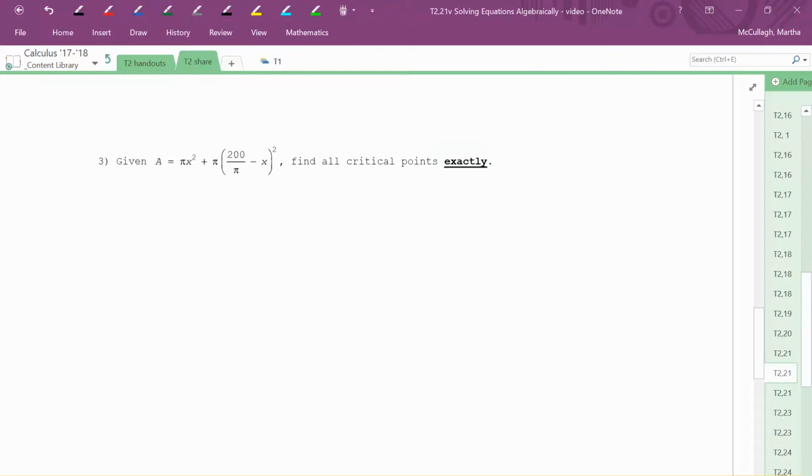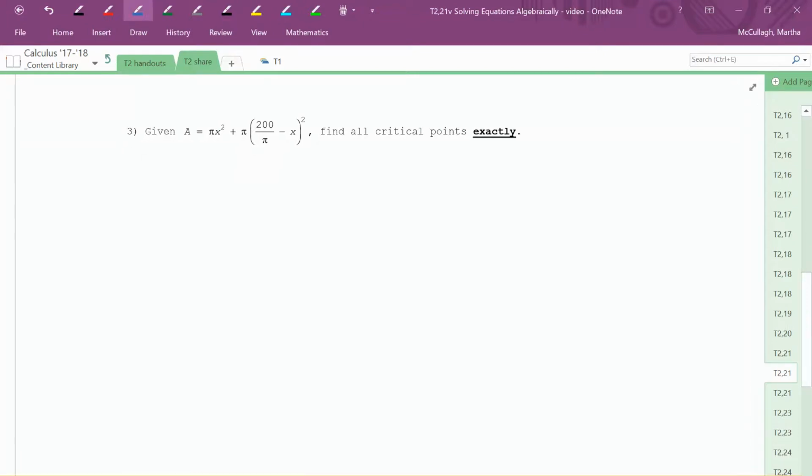Coming over to problem 3, our last problem we need to look at today. Given this function, find all critical points exactly. Okay, so the key is we're going to be looking at points, so I need both an x and a y value. So I'm going to start with taking a derivative so I can find my maxes and mins. I've got 2 pi x to the first plus 2 pi, parentheses, 200 over pi minus x to the first, times the derivative of this. Well, 200 over pi is a constant, so the derivative of that is 0, but I've got to multiply by that negative 1.